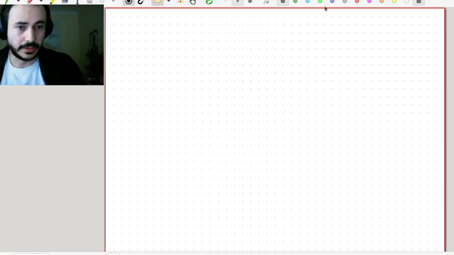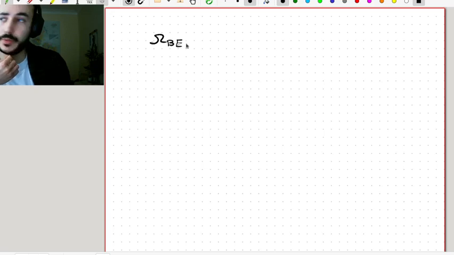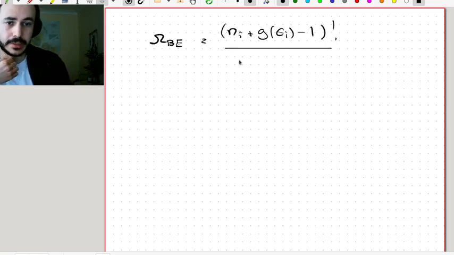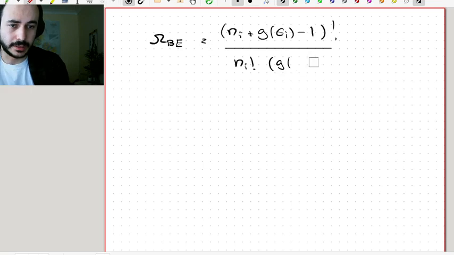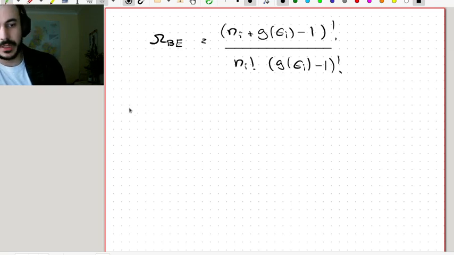All right, so now let's evaluate explicitly what is the statistical entropy when you have this Bose-Einstein occupation, which we had written before as (n_i + g_i - 1)! divided by n_i! and (g_i - 1)!. Okay, so that's the thing. So we again do the same thing.